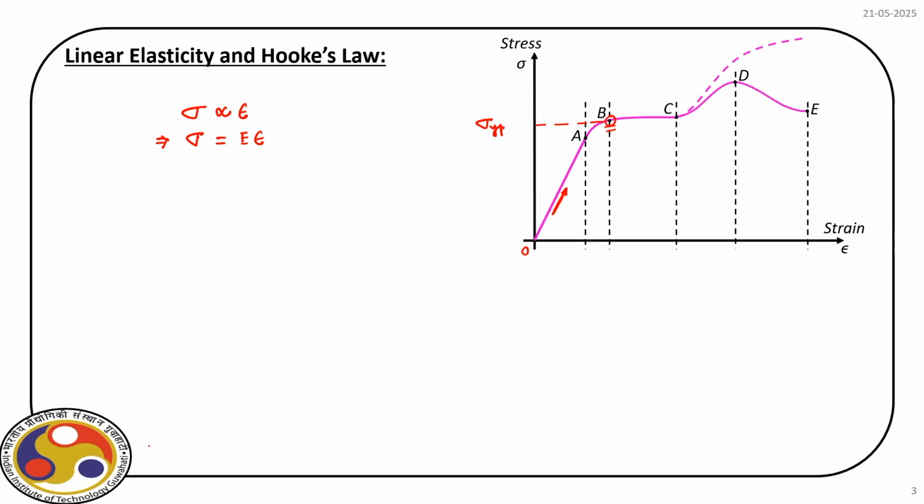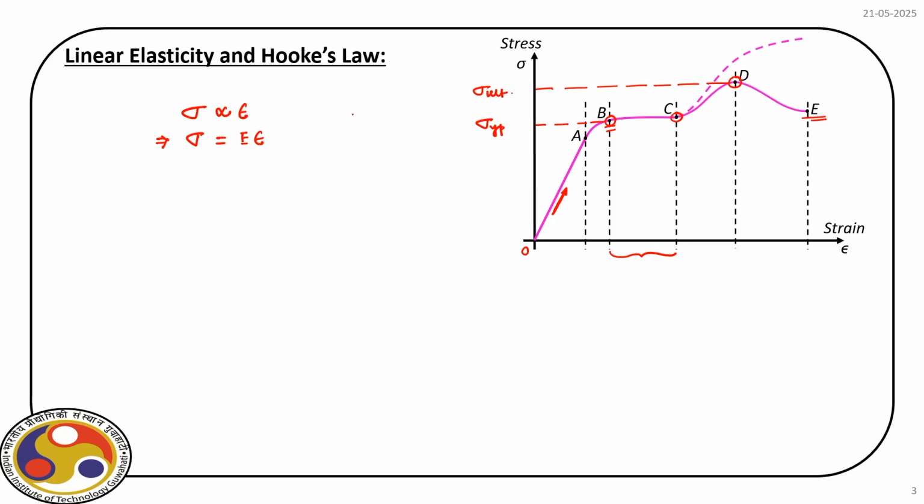Beyond that, if we keep on loading, what will happen? For a small change in stress, a large change in strain occurs, and this is the plastic deformation of the material. Beyond the point C, again the stress increases along with strain and ultimately it reaches this point E where the material fails. This is the point of fracture. Then this point D is what is called the ultimate load carrying capacity of the material. So, this is sigma ultimate.